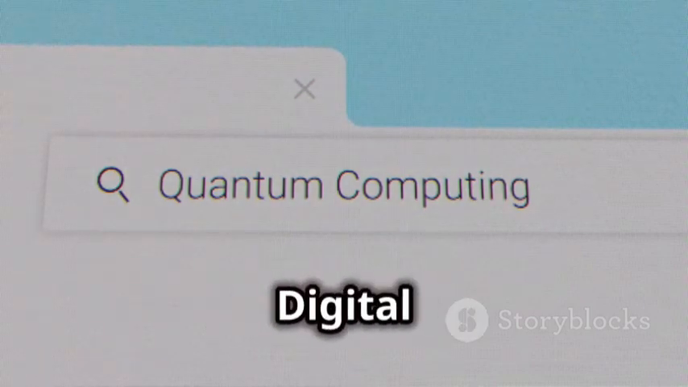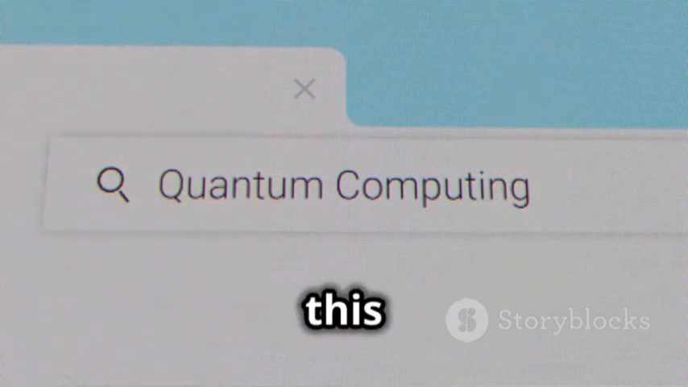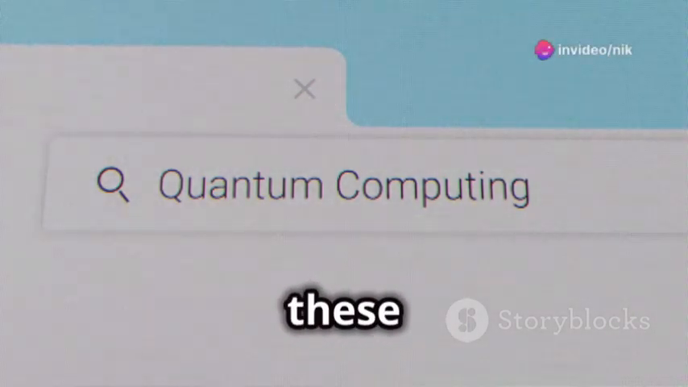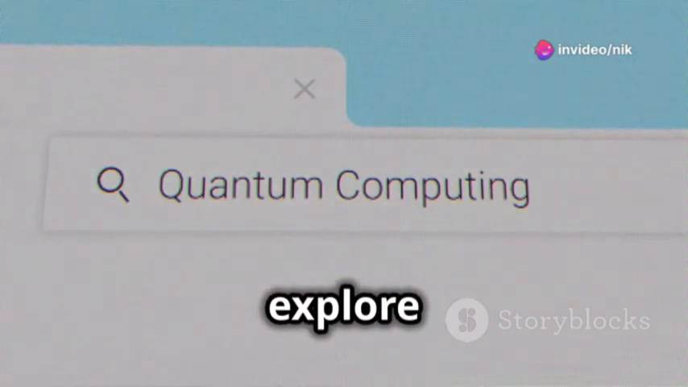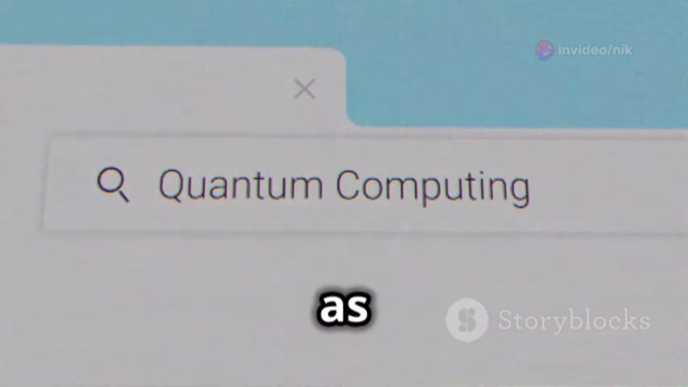Extending the concept of digital root equals quantum computing. To continue expanding on this idea, I can further delve into how these two concepts can be related and explore their intersections from a deeper, more technical perspective. Digital root as quantum states.